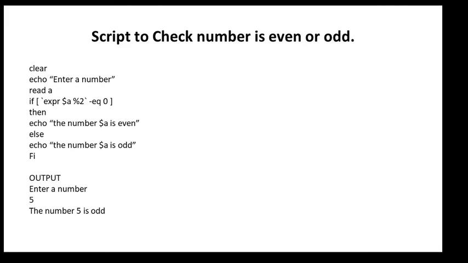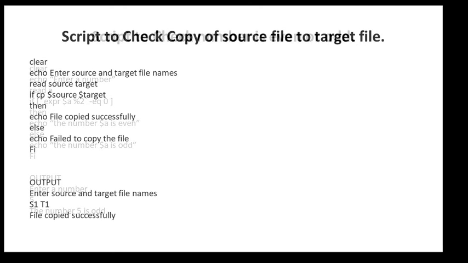For example, see the output. Enter a number, and we are going to enter 5. The number 5 is odd. How? The number modulo 2 is not equal to 0, so the else part statement will execute. Suppose, for example, we enter the number 8. 8 modulo 2 is equal to 0. Yes, the condition is true. Then the output will show the number 8 is even.